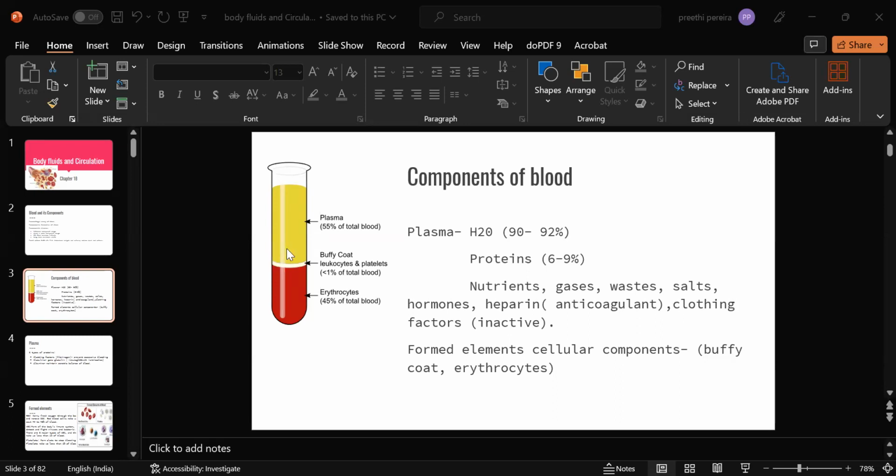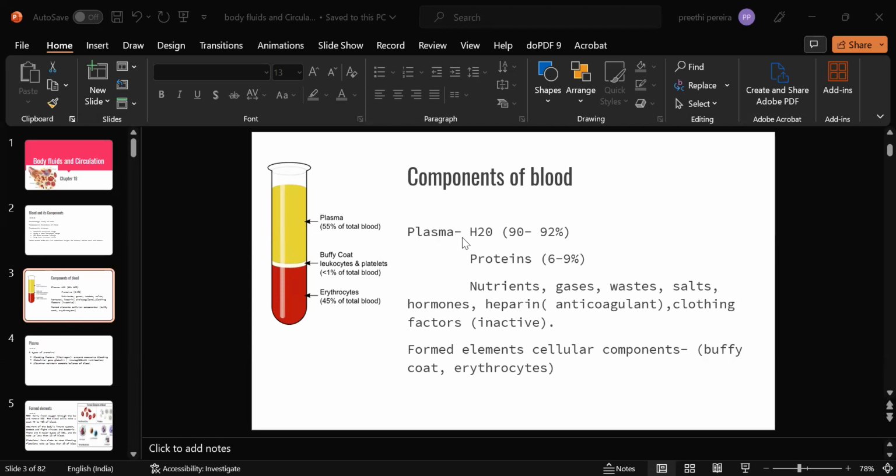Upper, the solution will be plasma. Middle, there will be buffy coat of leukocytes, matlab WBC and platelets. Down, there will be erythrocytes. So plasma, buffy coat or platelets, yeah, with erythrocytes. So these are the 3 components of the blood.